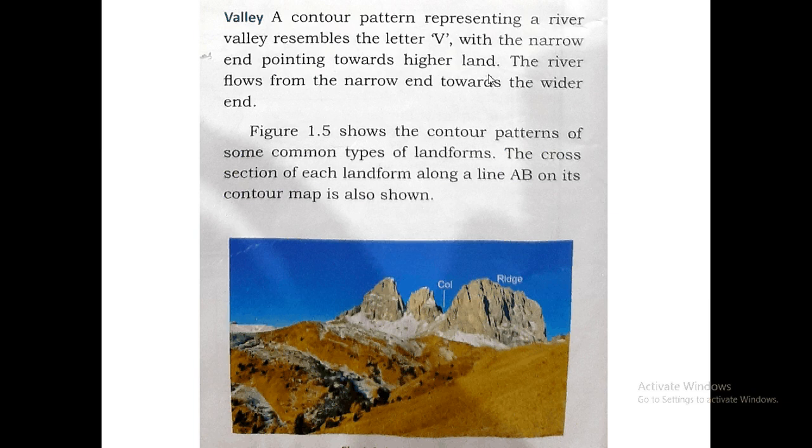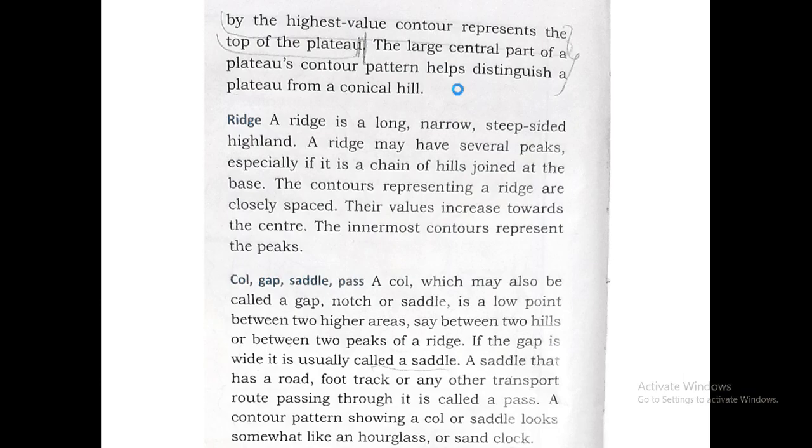Then next is ridge. Okay, so what is a ridge? A ridge is a long, narrow, steep-sided highland. Okay, they are long, very long, narrow, छोटे होते हैं, steep-sided, खड़ी चढ़ाई होती है इसमें, and they are highlands. A ridge may have several peaks, especially if it is a chain of hills joined at the base. So this is a chain of hills. Okay, कई सारी hills एक साथ हो, they are known as ridge.